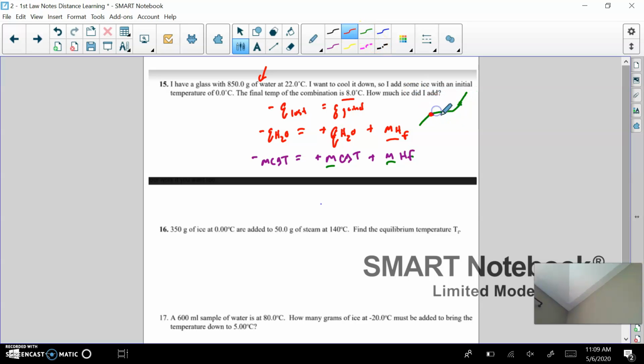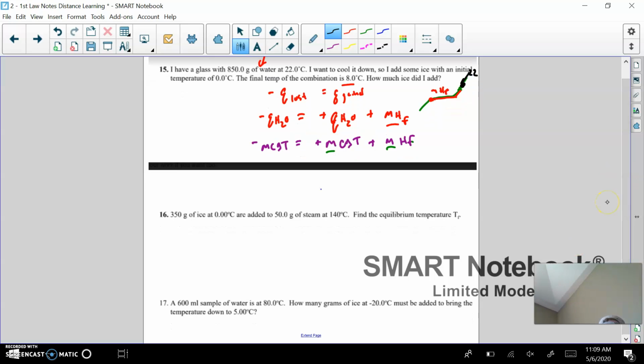You had ice at 0 degrees Celsius, you got to melt it, that's MHF, and then it's going up, so there's a temperature change there as well, okay? And then the other one is coming down from 22. That's where we meet on the graph. In another part here, 350 grams of ice at 0 degrees Celsius is added to 50 grams of steam at 140. Calculate the temperature. Okay, so now let's just think about this graph. Here you are at 140, super hot steam, and you're at 0.